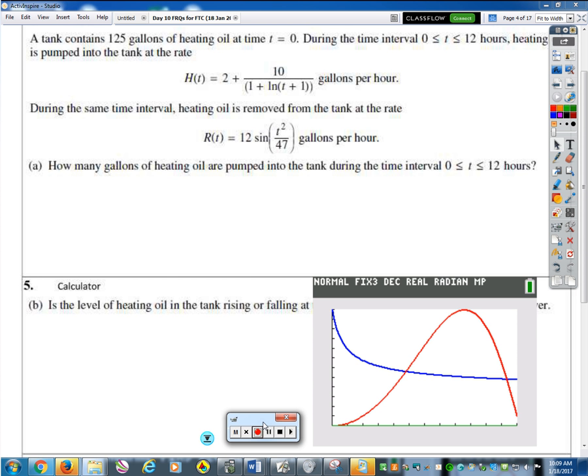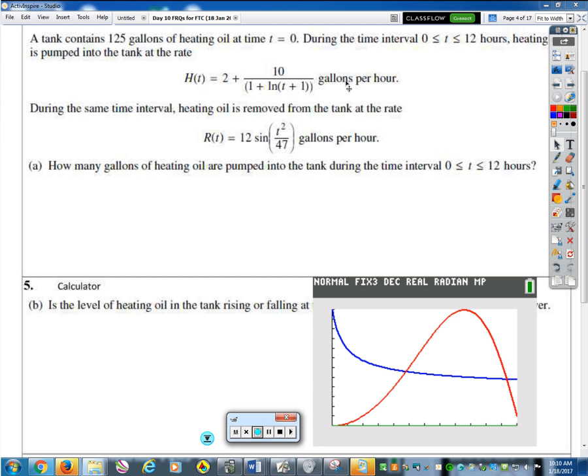For example, this one describes a tank of oil. They say the tank has 125 gallons to start with. And then they give you two rates. One rate is the rate at which oil flows into the tank. The other rate is the rate at which oil flows out. And as everything in calculus, those rates are not constants, they're varying.